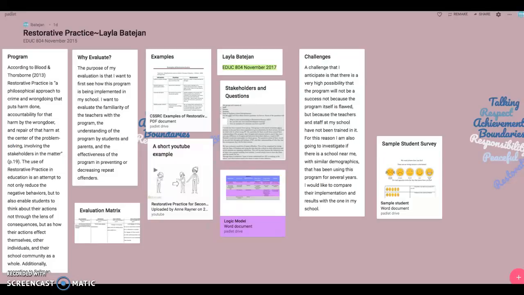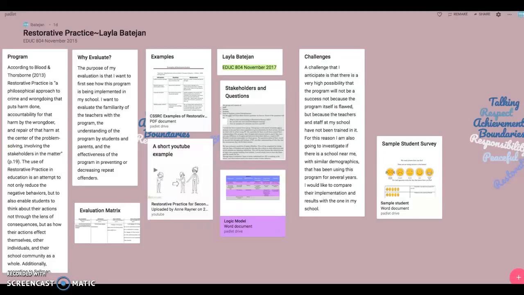If you look at my Padlet, you can see there's a YouTube example of restorative practice. There's a Word document that has some examples of restorative practice with what the infraction was, how you can be proactive or reactive.